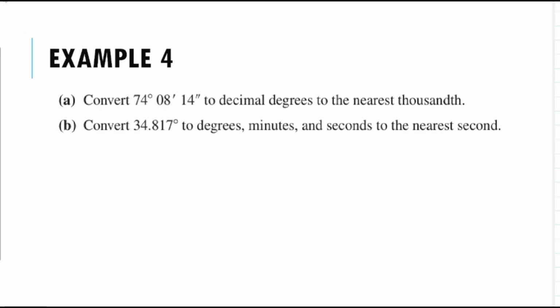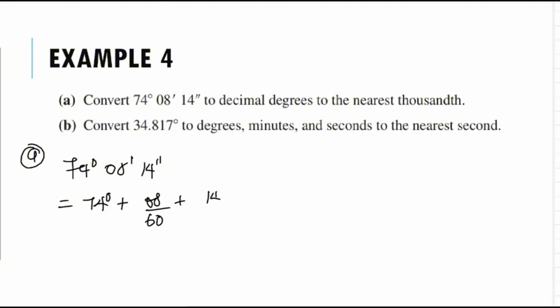Example 4, convert 74 degree 8 minutes 14 seconds to decimal degrees to the nearest thousand. Okay, so let's see how this works. A, what do we have there? We have 74 degree 8 minutes 14 seconds. We are converting everything to degree, right? So remember, when you are converting smaller to bigger units, you divide. So that would be 74 plus 8 divided by 60, okay, plus 14 divided by 3,600.